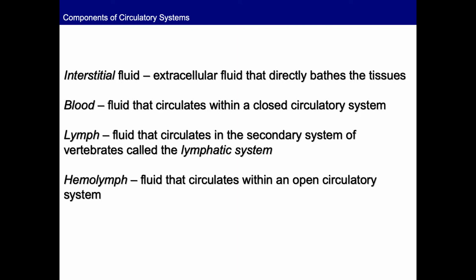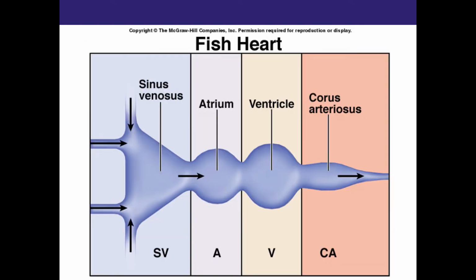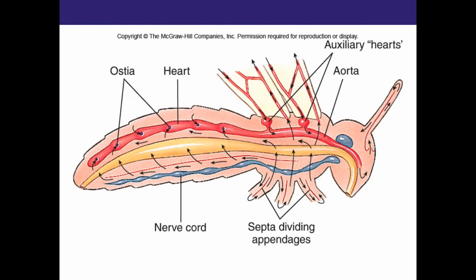And then hemolymph is the fluid that circulates with an open circulatory system. We talked about this on Wednesday. So if we jump back to this particular slide, when we were talking about differences between open and closed circulatory systems, I gave you an example of arthropods that have a classic open circulatory system. The fluid circulating in this open circulatory system is called hemolymph. So we already discussed that on Wednesday. Okay, so let's keep going forward here.